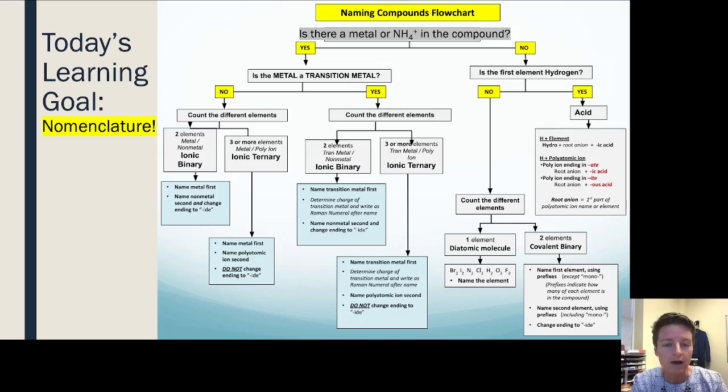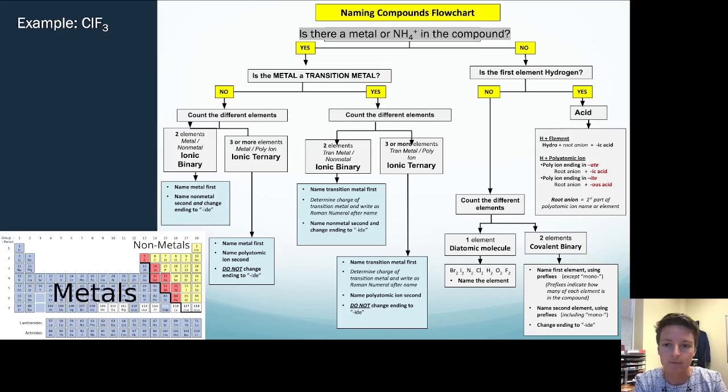While this is going to be a review for many of us, let's go through 2 examples of dealing with binary compounds to start off with. First with a covalent compound, and then with an ionic compound. So here's an example of a compound, ClF3, that we need to figure out how to name. The very first thing we want to do is pull up a periodic table and try and figure out whether these elements that are present are metals or nonmetals.